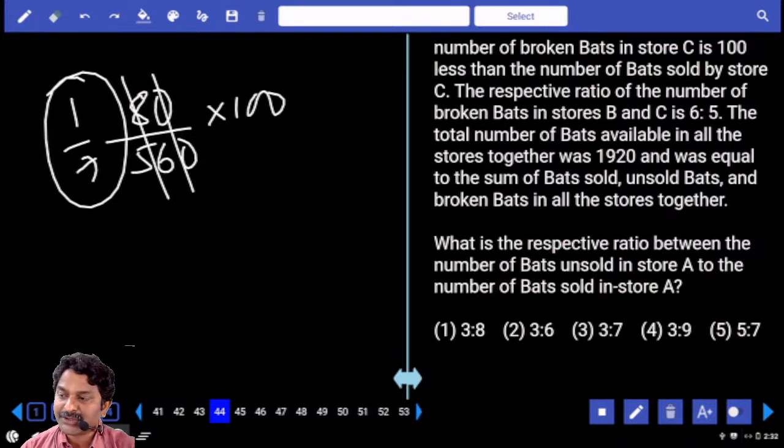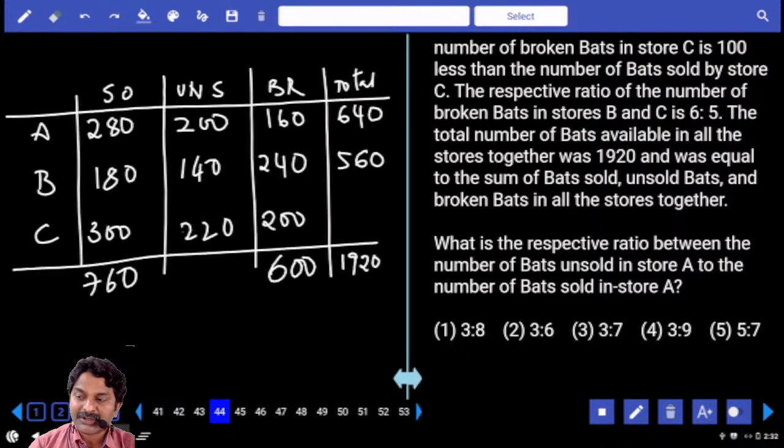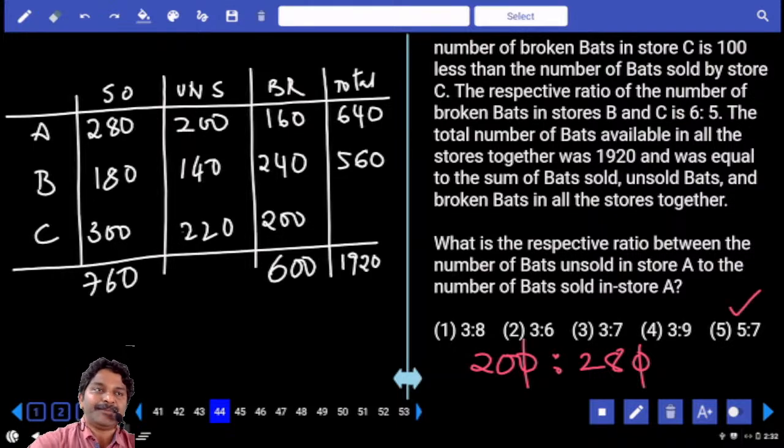What is the respective ratio between the number of bats unsold in store A, 200, to the number of bats sold in store A, 280? The 0s get cancelled. First number is a multiple of 5, second number is not a multiple of 5, so the answer must be a multiple of 5, right? Next.